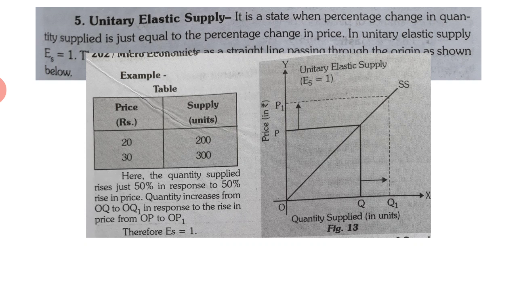And the last one is unitary elastic supply. So it is equal to 1. So as the prices rise up, 20 to 200, 30 to 300, the percentage change in supply and percentage change in price, the response is same. Okay, so it is always equal to 1.